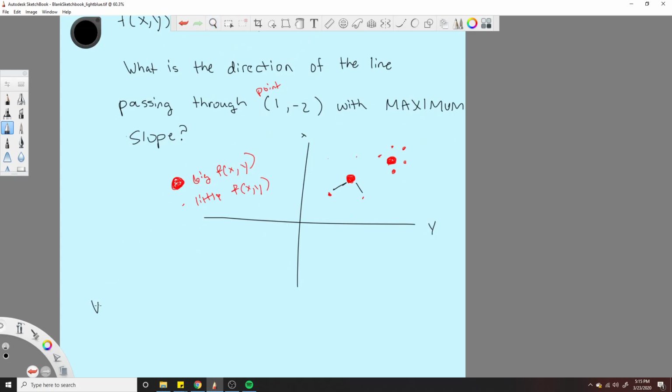It's a hard problem, but if you know that your gradient function always gives the direction of the max slope, that's just what the gradient function does. I'm not going to explain why, but whatever you plug into the gradient function will give you the direction of the maximum slope. Well, that's exactly what we want. We want the direction of the maximum slope at point (1, -2). So all we have to do is find the gradient function.